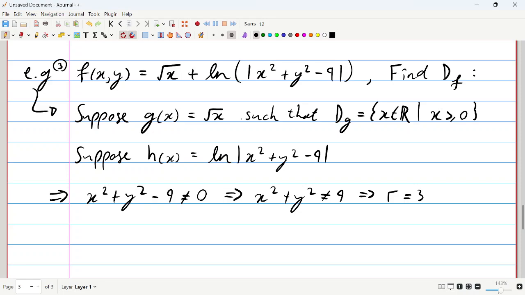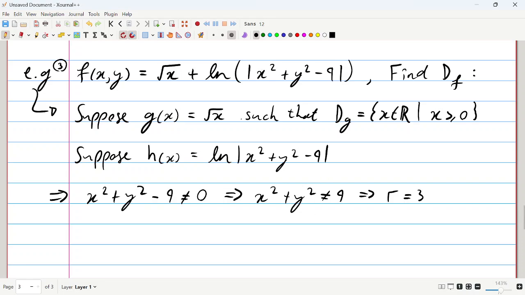Okay, so from here, where are we going to get the final answer? Now remember, first of all, we know that for the square root of x, x must be greater than or equal to 0. But for this one over here, we know that x squared plus y squared cannot be equal to 9 for the other function over here.